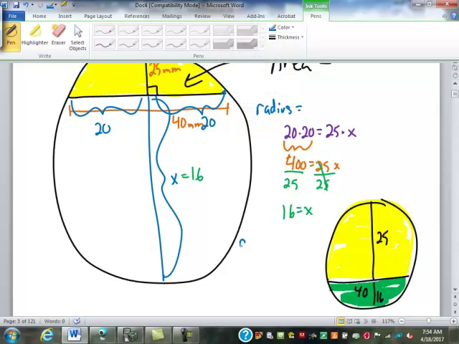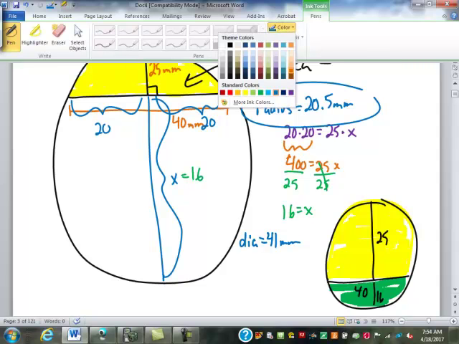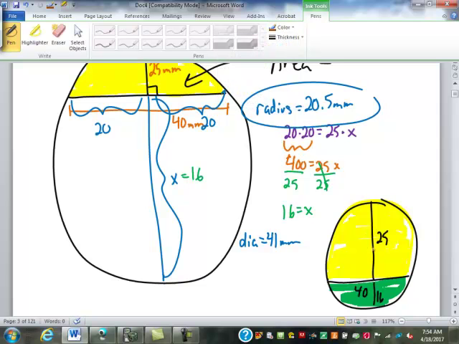So what we have here is a diameter of 41 millimeters, so our radius is 20.5 millimeters. What that's telling us is you've got 20.5 here, 20.5 there. We need to know this angle across here. We have to know that angle so we can find the area of the sector here.